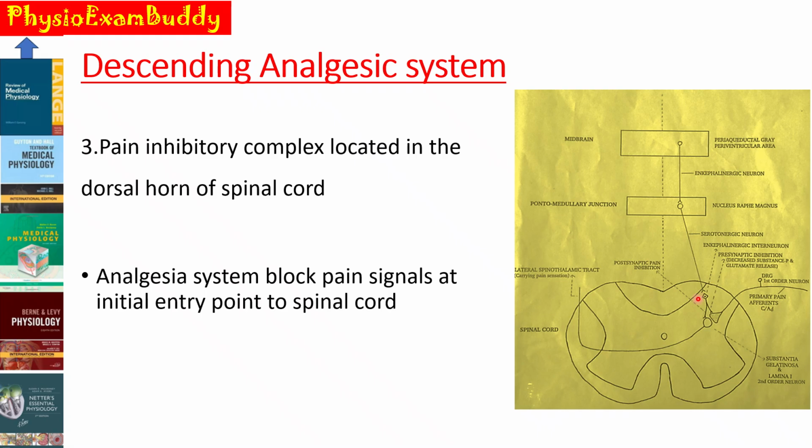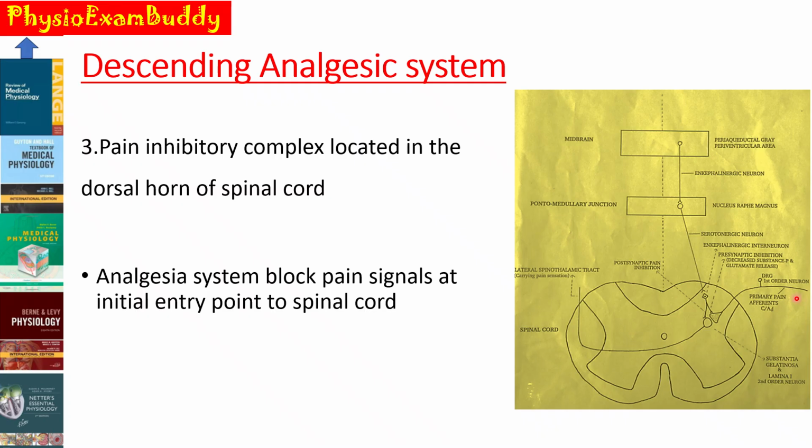And the third portion of the descending analgesic system, that is the pain inhibitory complex, is located in the dorsal horn of the spinal cord. At this point, all the analgesic signals can be blocked before they are relayed into the lateral spinothalamic tract. You can see here that this descending analgesic system is actually synapsing to our lateral spinothalamic tract itself at the dorsal horn of the spinal cord.